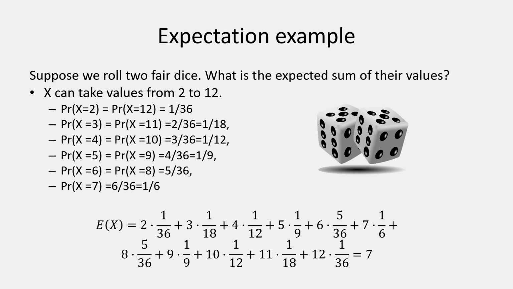So now let's calculate the expected value. And here we just multiply the number by its probability. We multiply 2 by 1/36, 3 by 2/36, and so on and so forth. And once you do the calculation, you come up with the number 7.